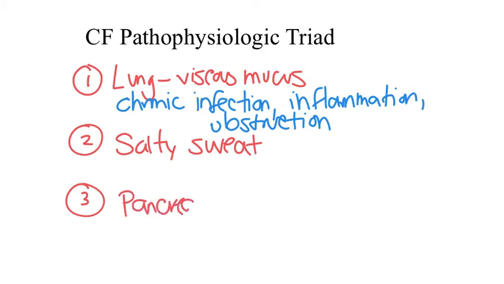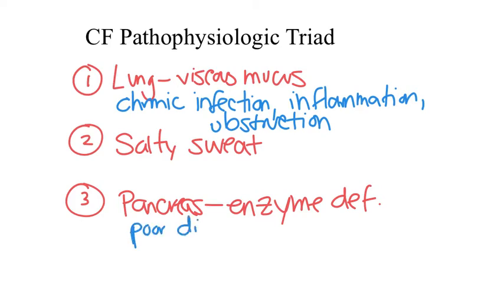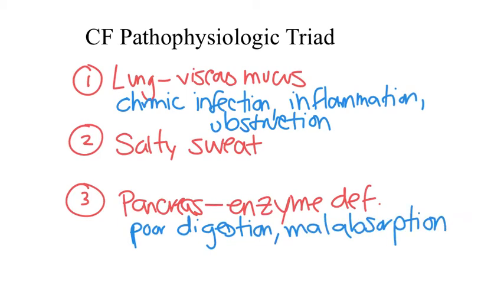Finally, the third component of the triad is pancreatic enzyme deficiency. Pancreatic enzyme deficiency is due to increased viscousness of secretions from the pancreas that result in these pancreatic enzymes not being appropriately delivered into the GI tract to aid in digestion and absorption. Pancreatic enzyme deficiency can cause poor digestion and malabsorption of fats primarily.